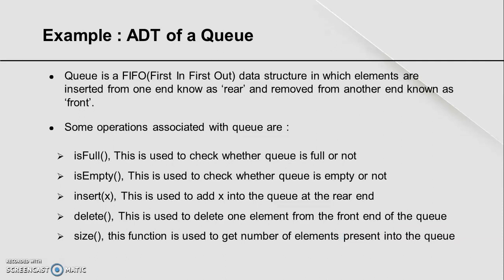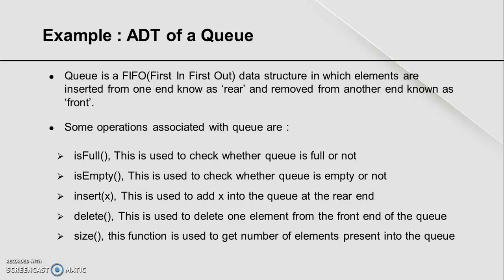In the next slide we have the ADT or abstract data type of a queue. Queue is also a linear data structure, but it is a FIFO structure, first in first out. Examples of queues are the queues of real life, for example a queue for tickets, a queue for getting food, etc. And we know the idea or methodology of a queue.